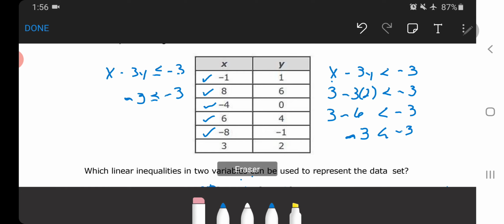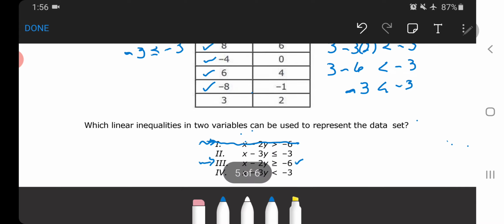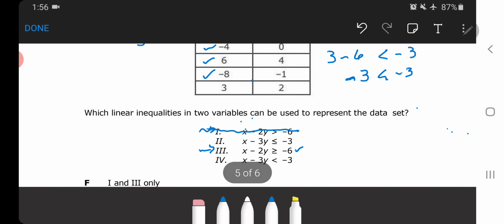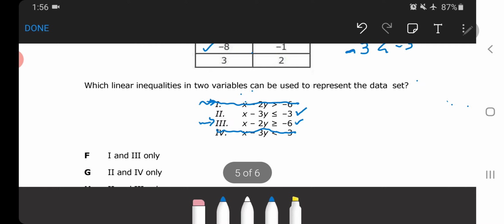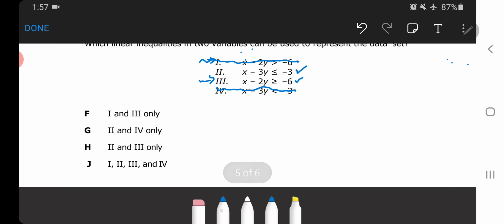So, remember, this was equation number 4. This one was 2, if I remember correctly. So let's go check down here. So 4 did not work for us. So he's out. But 2 did. So we're looking at 2 and 3 as being the right options. Alright, so F says 1 and 3. That's not correct. G says 2 and 4. That's not correct. H says 2 and 3. That is our correct answer right there.